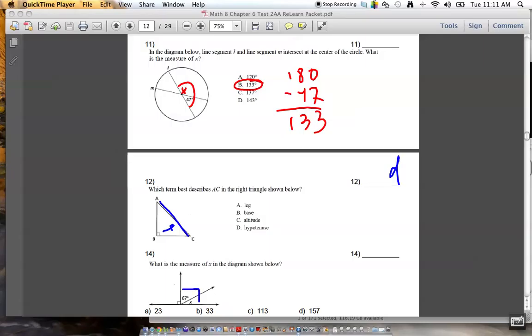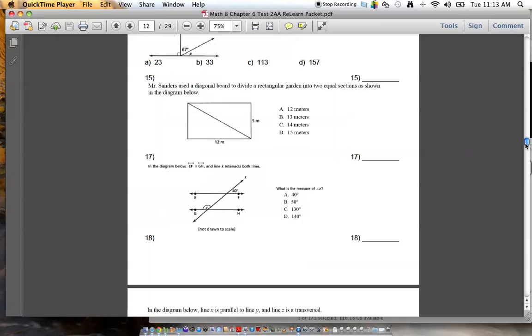Next, what's the measure of angle X in the diagram below? What do those two angles have to add up to? Not 180, no. 90, right? This one over here is 90. All three angles together are 180, so these two also have to add up to 90. So I do 90 minus 67, and that is, is that 57 or 67? Good. So that would be 23 degrees, choice A.